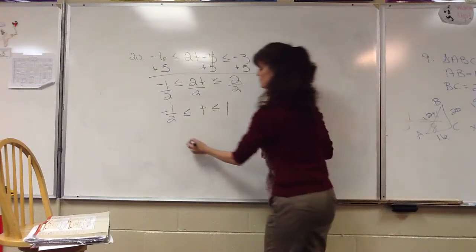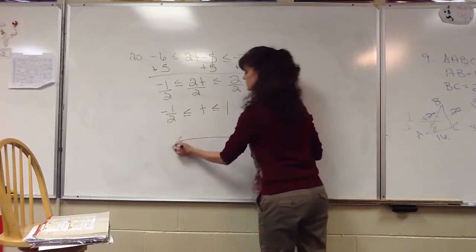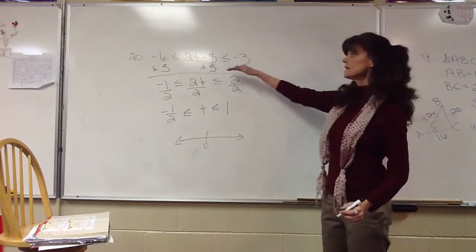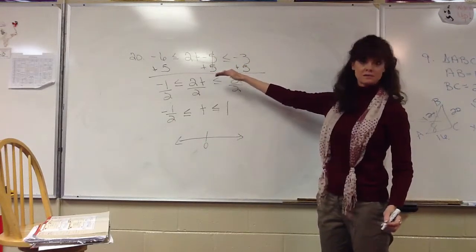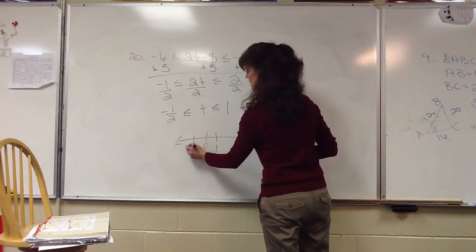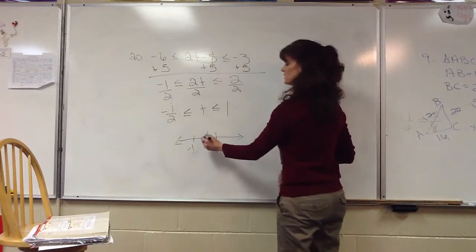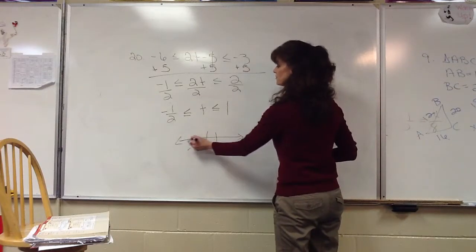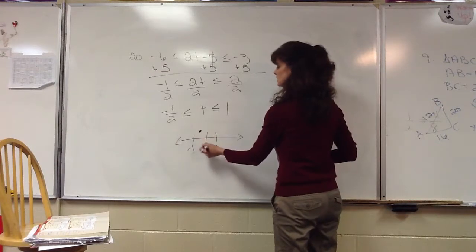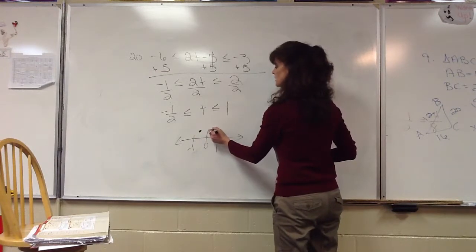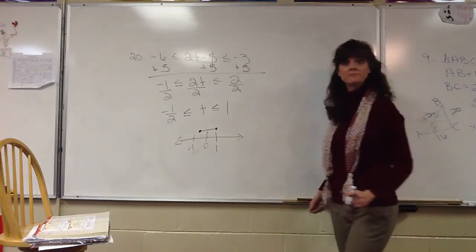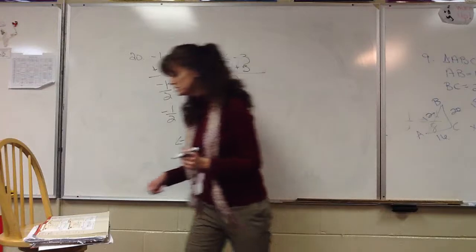Now, what is our graph going to represent, guys? Is it going to be separate or intersection? Intersection, because this is an and. So I'm going to put 1 and then negative 1. Because we're at negative 1/2, that would be between 0 and negative 1. It's going to be a solid dot, and then a solid dot on 1, and then everything in between.